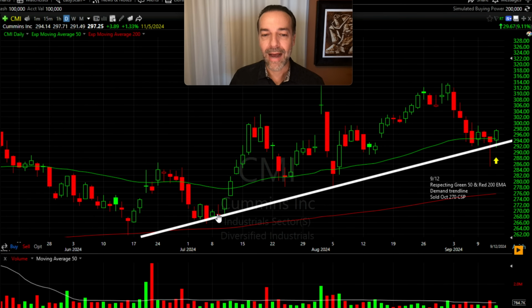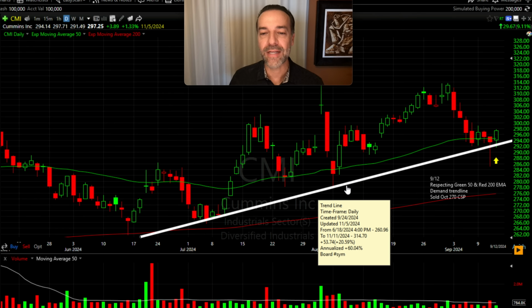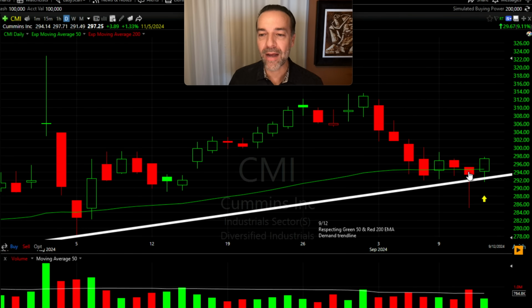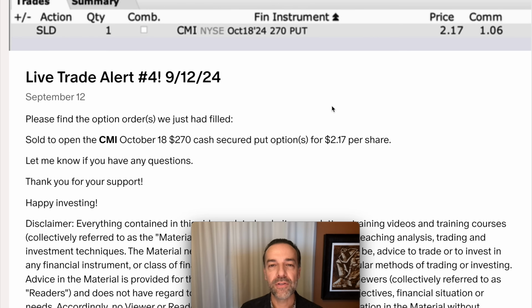Now just a note here, I connected several lows here on these candlesticks. And what you will see here is the day before we did this trade, notice that CMI had broke through that area, but its body held that support. Now with it being around the 50 moving average, I decided to take a bullish to neutral trade in CMI. So here's the trade I did.